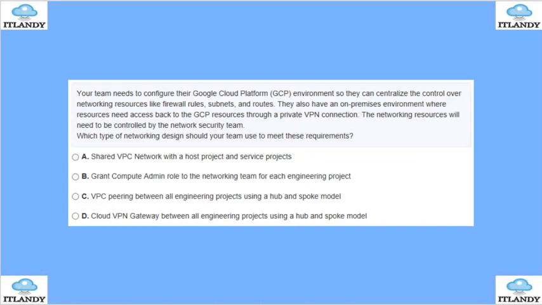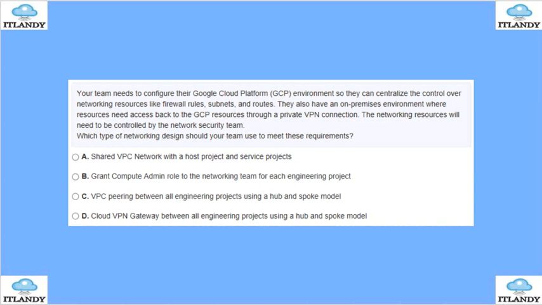Next question. Your team needs to configure their Google Cloud environment so they can centralize the control over network resources like firewall, virtual appliances, subnets, routers. They also have an on-premise environment where resources need access back to GCP through VPN. The networking resources will need to be controlled by the network security team. Which type of networking design should your team use to meet these requirements?